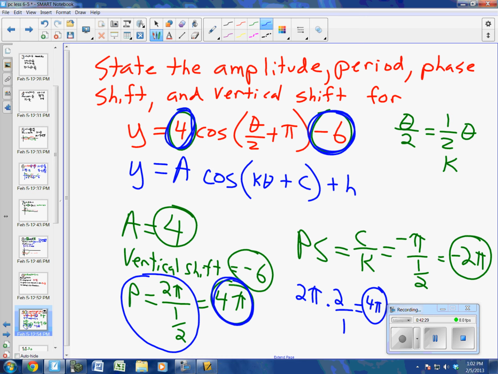And then phase shift is equal to c over k. Well, c is, don't forget it's a negative pi, because it's really theta halves minus a negative pi right there. So it's negative pi divided by the k, which is 1/2. Invert again. So you're timesing by 2 over 1 times a negative pi makes negative 2 pi right here. Got it? Now, you should know how to do that. You guys got that part down?